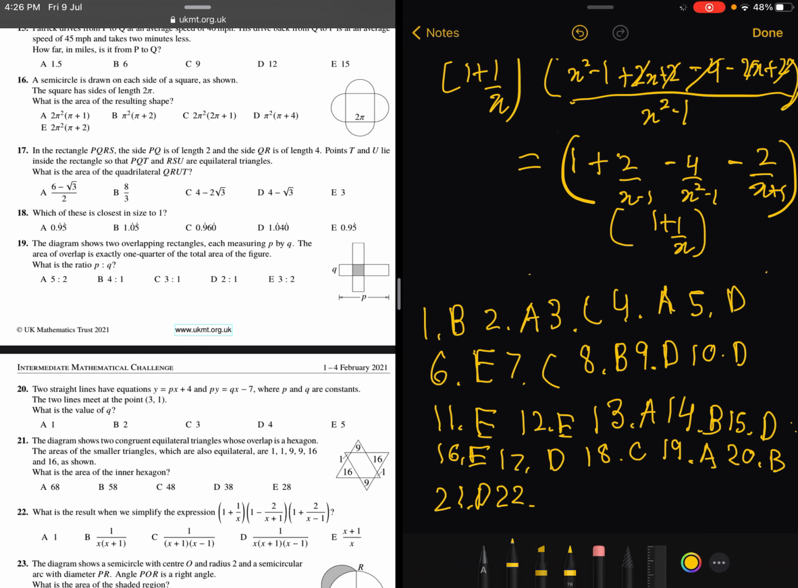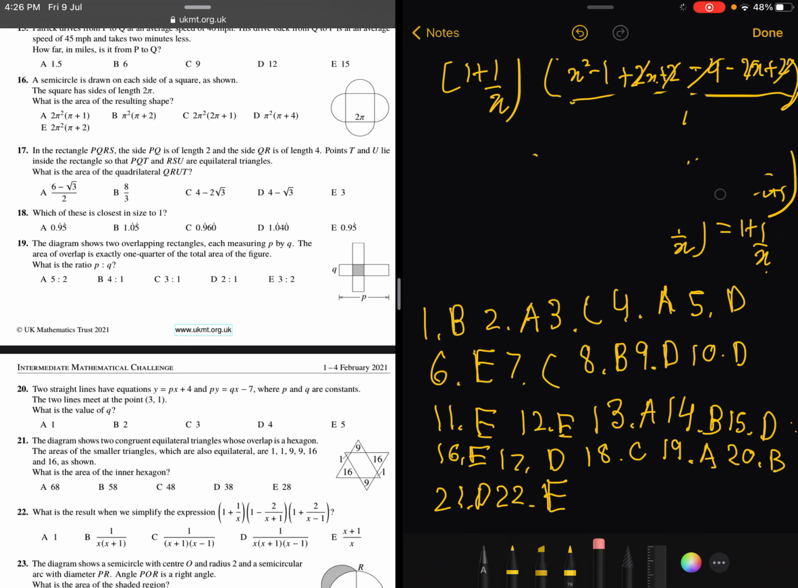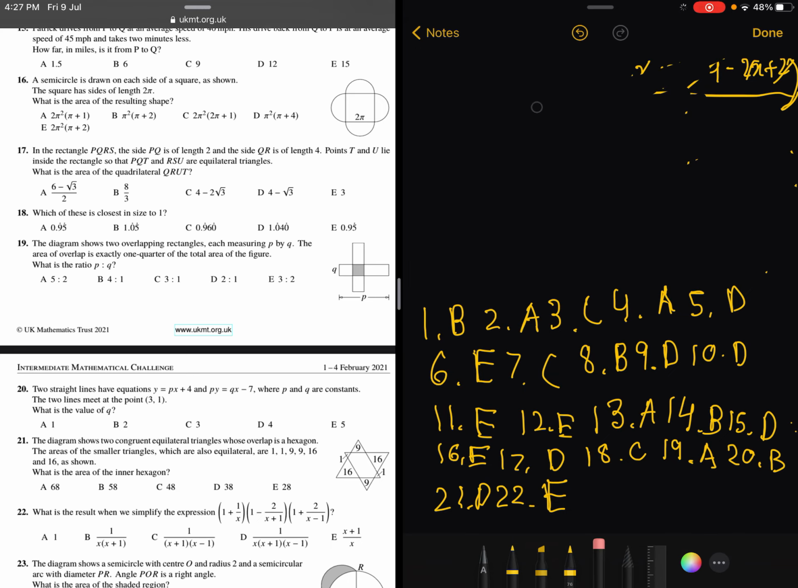So we have, actually, this simplifies to 1 plus 1 over x, which is equal to x plus 1 whole over x, which is option E. This is actually a very elegant solution to such a tricky problem, which could have 8 parts if you don't know how to simplify this properly. But if you try to see a pattern between them, it actually just results in a very fast solution.